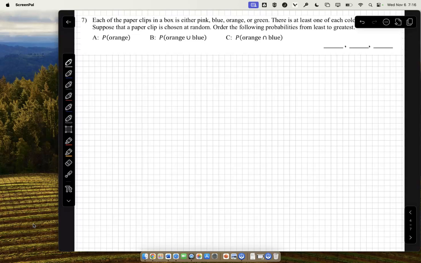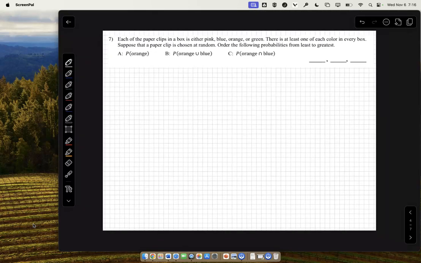And the last one was problem 7, which caused a little bit of issues, and I can see why, because it says each of the paper clips in a box is either pink, blue, orange, or green. There's at least one of every color in every box. Suppose that a paper clip is chosen at random. Write these probabilities from least to greatest. So this is the tricky one, and the reason why is you have no idea how many orange, green, how many blue, pink, etc.